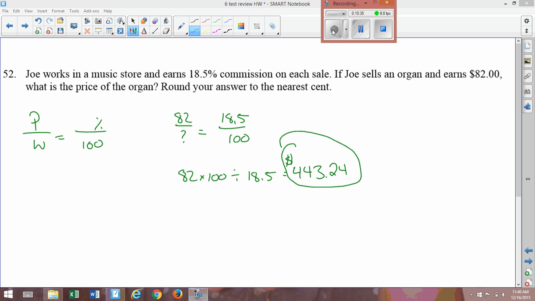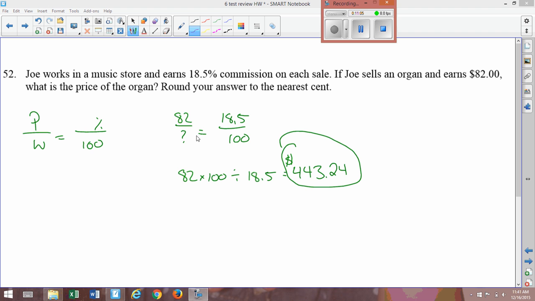Joe works in a music store and earns 18.5% commission on each sale. If he sells an organ and earns $82, what is the price of the organ? Round your answer to the nearest cent. We know that the percent has to be over 100. Then the question is, where are you going to put that $82 commission? Well, is the $82 all of the price of the organ, or is it the price of the commission? Well, it's the commission. So you set them across from each other.